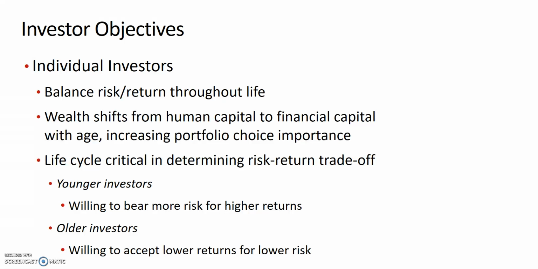Typically, what we see is we have younger investors that are willing to bear more risk for higher returns, and we're going to have, conversely, older investors that are more willing to accept lower returns for lower risk. And this isn't so much tied to age as it is tied to retirement. So as the retirement horizon approaches and continues to approach, we have typically lower amounts of risk being taken on.